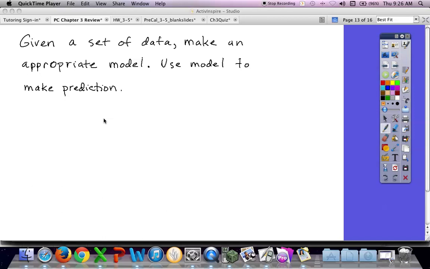Okay, so like we had in the homework last night, you're going to be given a set of data and asked not only to choose the model, which is all the homework asked you to do last night, but actually make the model and then use that model to make a prediction. Once you've got your equation, plug in a value and see what you get. There are steps to this.